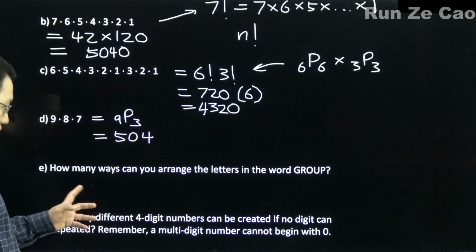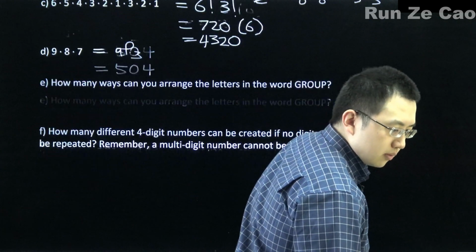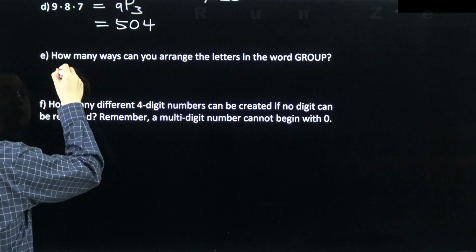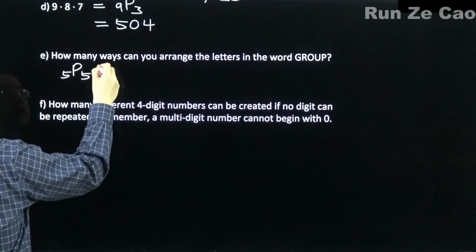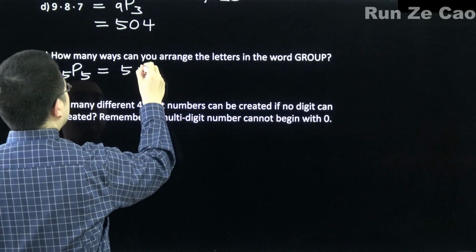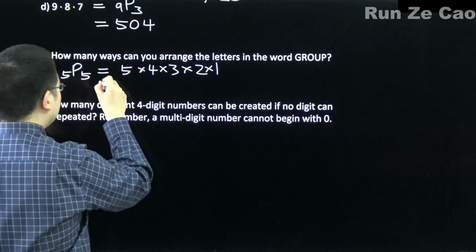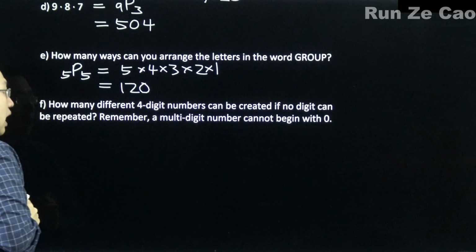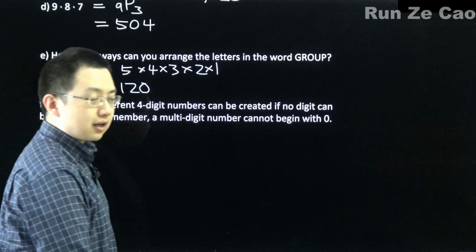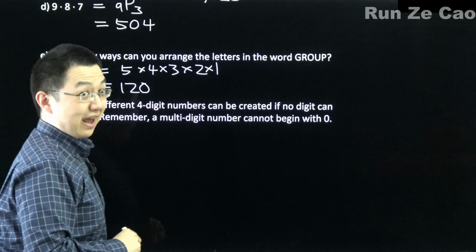How many ways can you arrange the letters in the word group? There are 5 letters. So this is equal to 5 pick 5, which is 5 times 4 times 3 times 2 times 1, or 5 factorial, which is 120. There are 120 ways that you can arrange the letters in the word group. That's what you can write in a statement. Or you can arrange the letters in 120 ways if you want to write a little less.